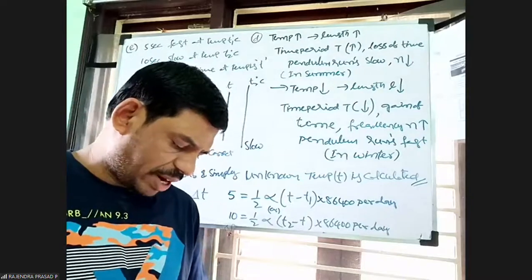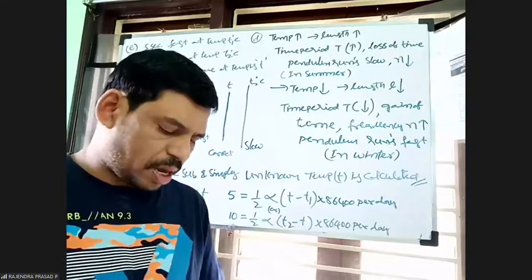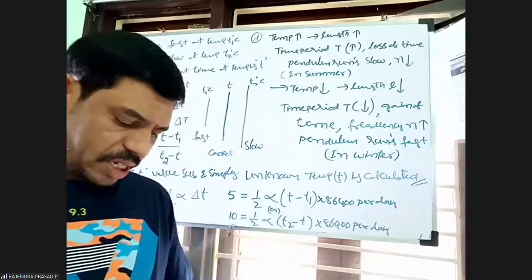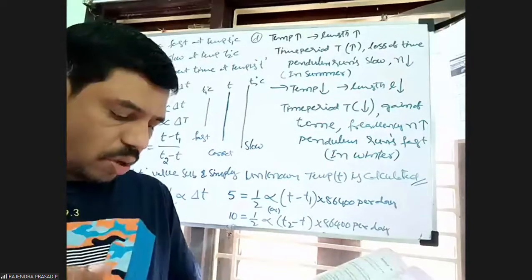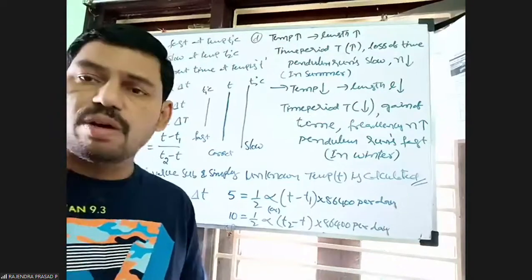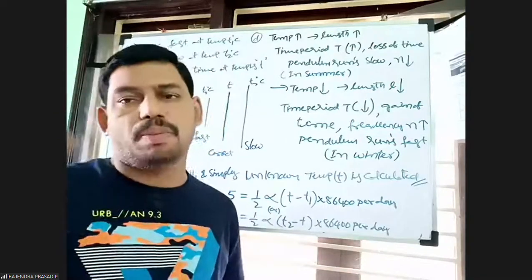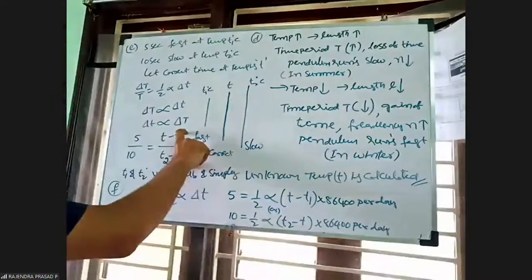For example, 5 seconds passed. At a temperature of 15 degrees C it is fast, and at a temperature of 30 degrees C it is 10 seconds slow. Find the correct temperature. This is the one problem. Okay, only this part.